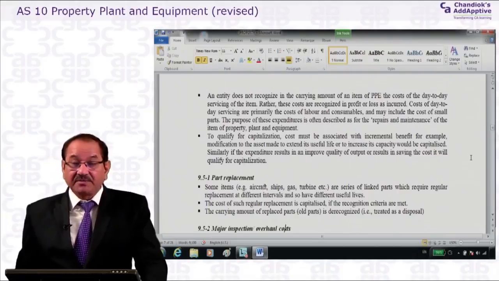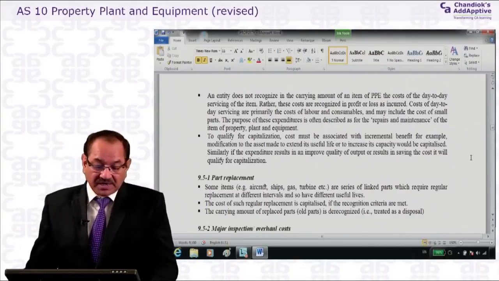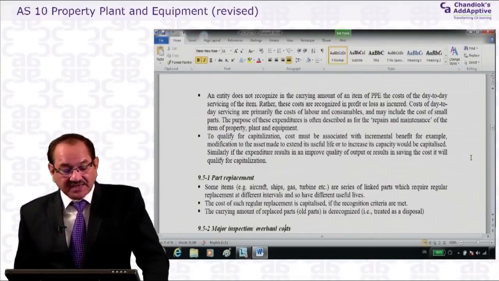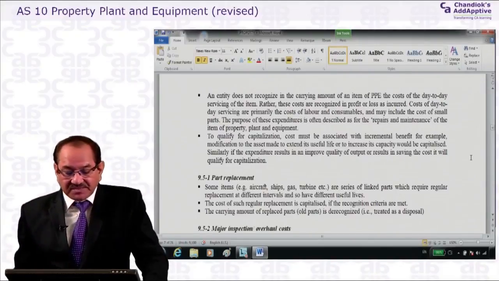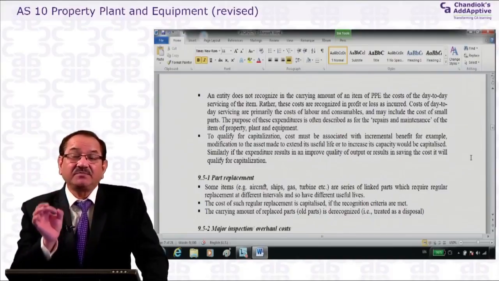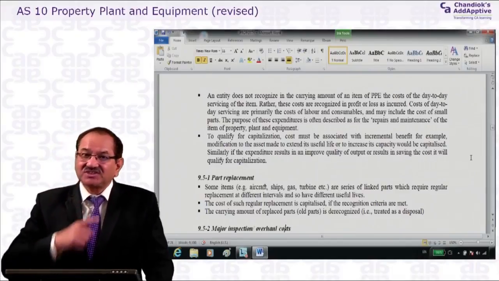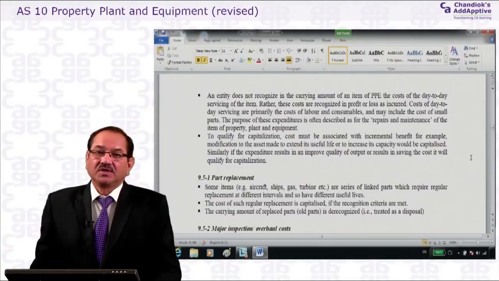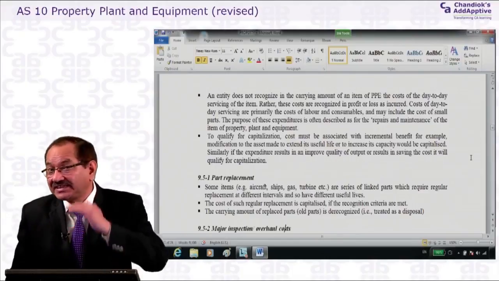Cost of day-to-day servicing are primarily the cost of labor and consumables and may include the cost of small parts. The purpose of these expenditures is often described as for the repairs and maintenance of the item of property, plant and equipment. To qualify for capitalization, cost must be associated with the incremental benefit. That's the most important thing. You incur a cost of 2 crores, and if you say that by incurring this cost of 2 crores on this plant and machinery, you have an incremental benefit, the benefit to be derived from this plant and machinery has increased.